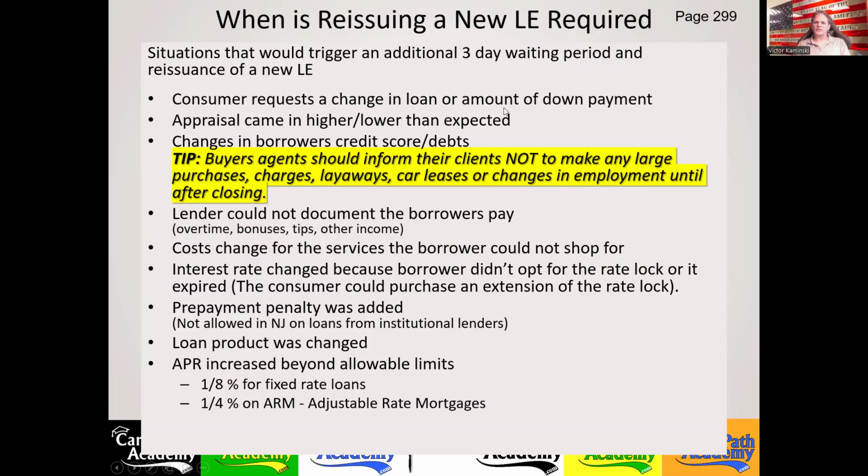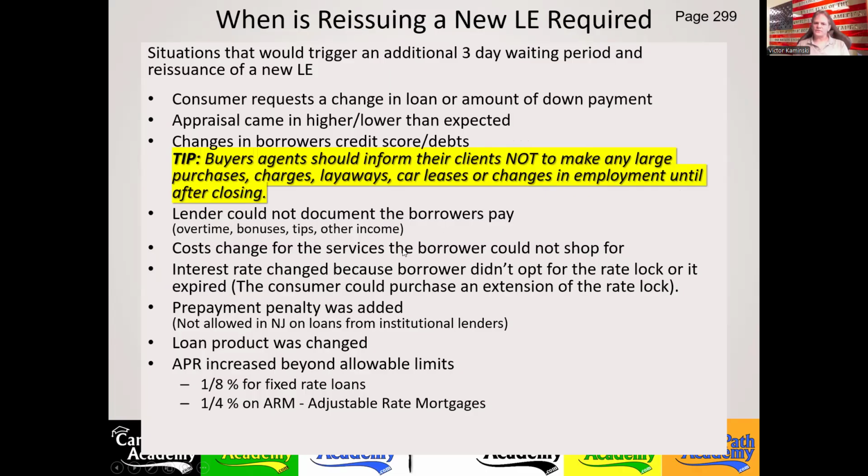If the consumer requests a change in the loan or the amount of their down payment. If the appraisal comes in higher or lower than expected. If there were changes to the borrower's credit score or their debts. Here's a little tip. You, as the real estate agent, should inform your buyer clients that you work with not to make any large purchases, charges, layaways, or leases, or changes in employment until after closing, especially if they're changing to a different type of career than they currently had. The lender could not document the borrower's pay, overtime, bonuses, tips, and other income.